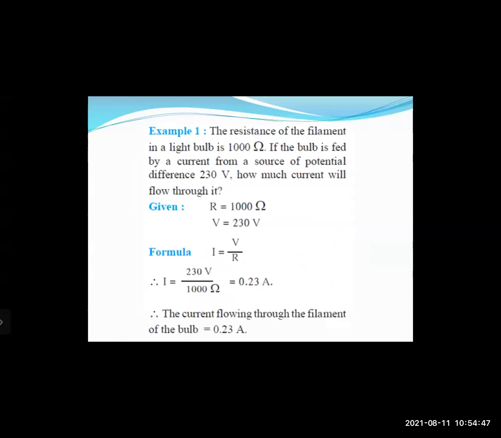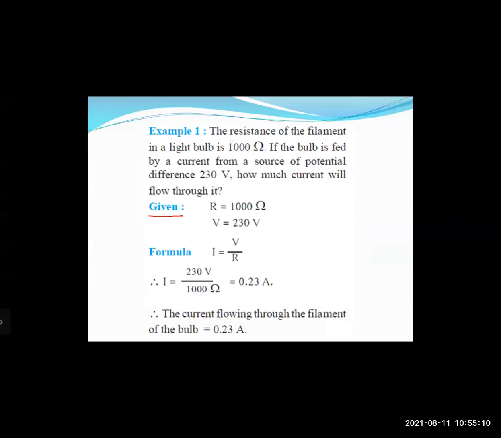What does it say? The resistance of a filament in a light bulb is 1000 ohms. If the bulb is fed by a current from a source of potential difference 230 volts, how much current will flow through it? Right, now they have given you certain quantities. So as usual, we will start by writing the given. Okay, so read the numerical again.